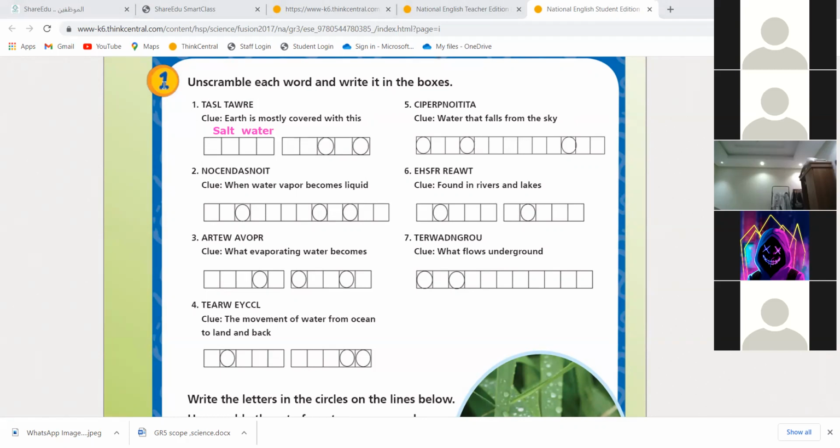You write the letters inside the boxes. Salt in a box, water in a box. Clear? What is your page? Page 99. Do not write on this thing. We are going to write salt here and water here. Okay, right. Very good.